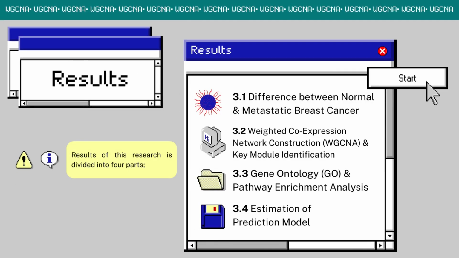Next, we'll move on to results, which is divided into 4 parts. 3.1 Difference between normal and metastatic breast cancer. 3.2 Weighted co-expression network construction and key model identification. 3.3 Gene ontology and pathway enrichment analysis. And 3.4 Estimation of prediction model.